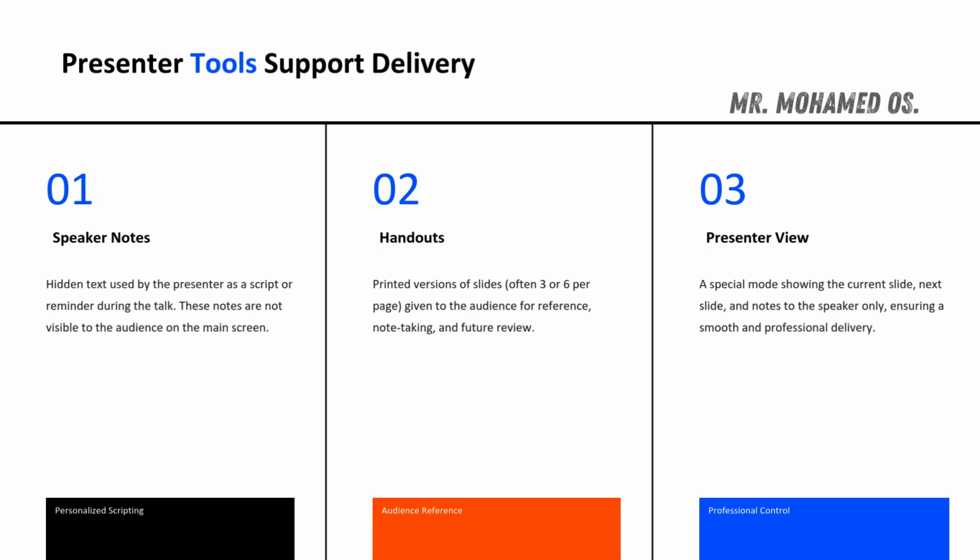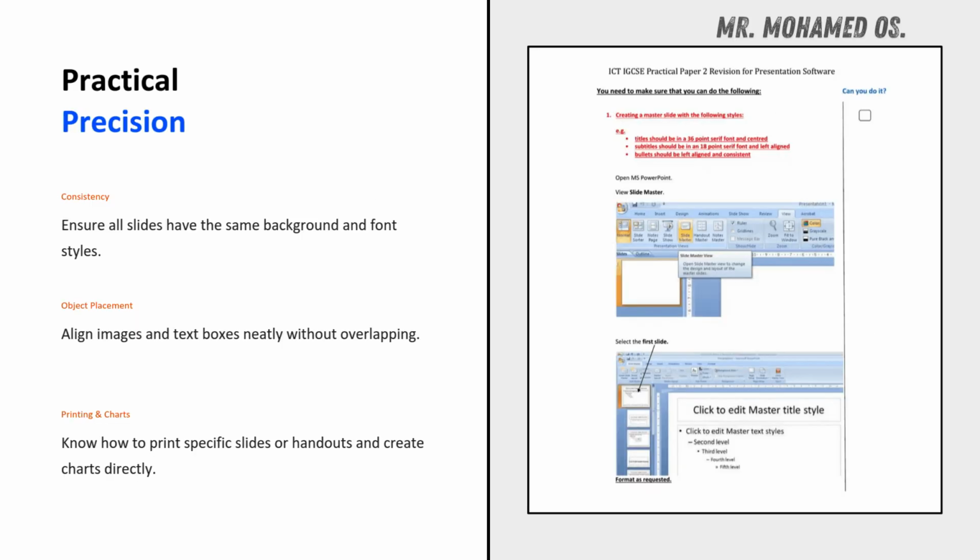Now, let's shift our focus to how these skills translate directly into success in your IGCSE practical exam. Moving from theory to the practical exam, remember that success here demands precision and attention to detail. The examiner isn't just looking for content. They are checking your technical execution of the software features we've discussed. One of the biggest areas for lost marks is consistency.